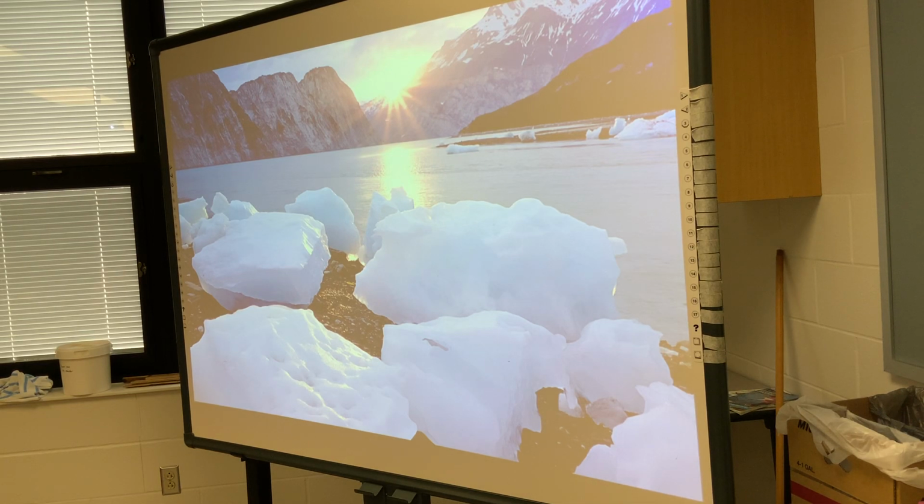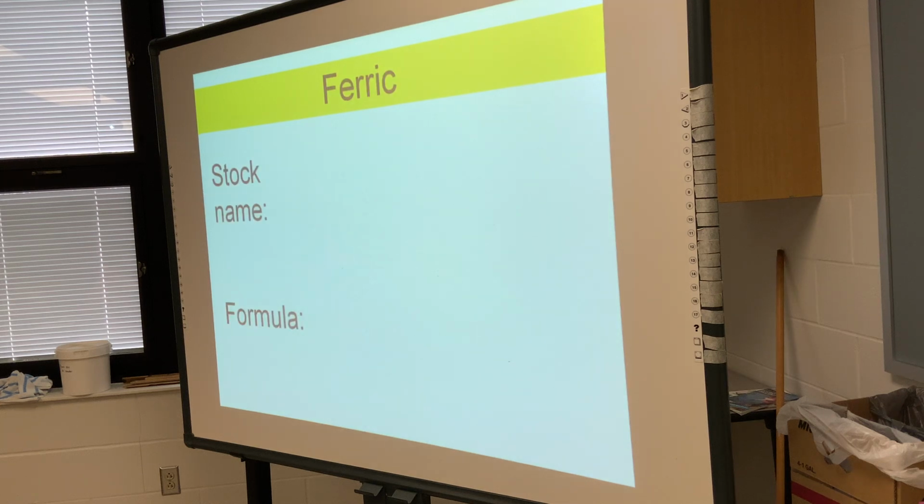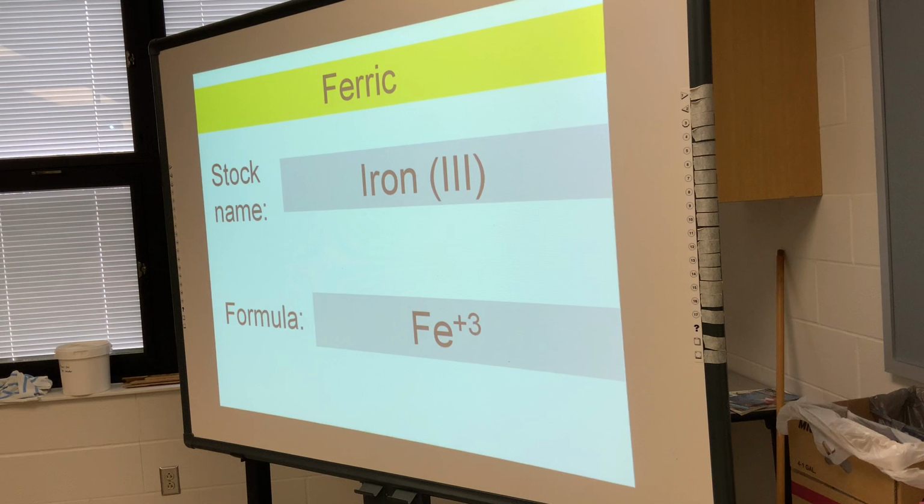Alright, so let's go through and we'll name these monatomic ions. N negative 3, nitride. If you have ferric, first of all, what are the two charges for iron? 2 and 3. If it's ic, is it higher or lower? Higher. So which one is this one? Iron 3, or Fe positive 3. Make sure that when you're doing this, you put the plus and minus, so don't just put a number down.